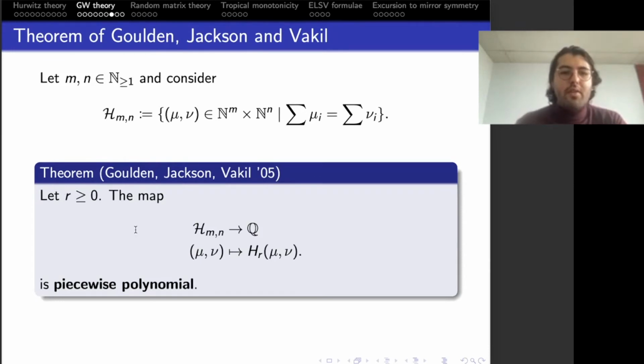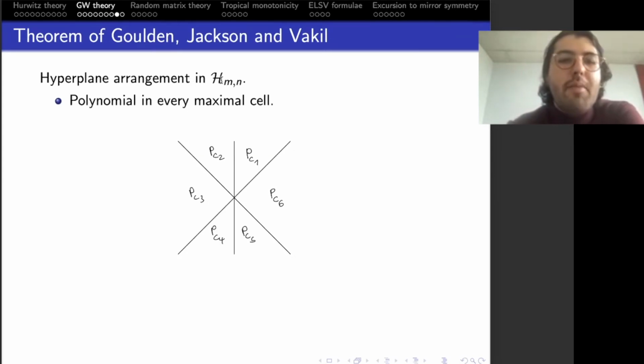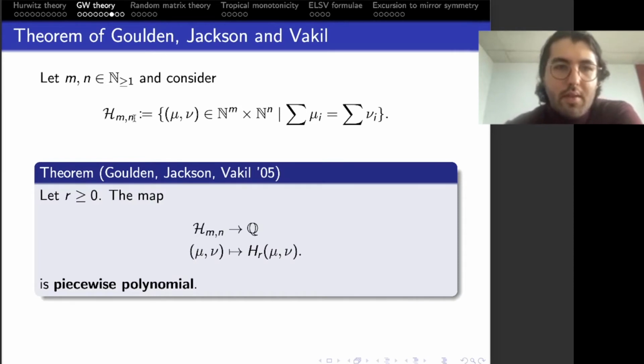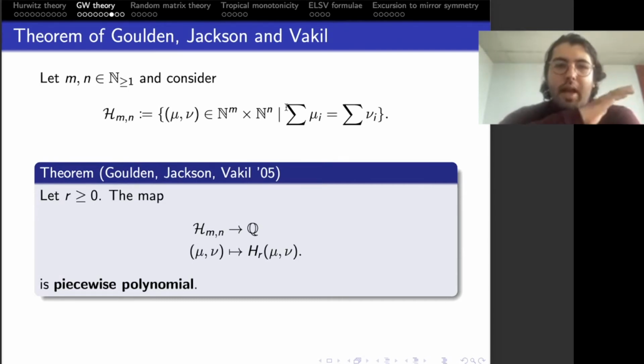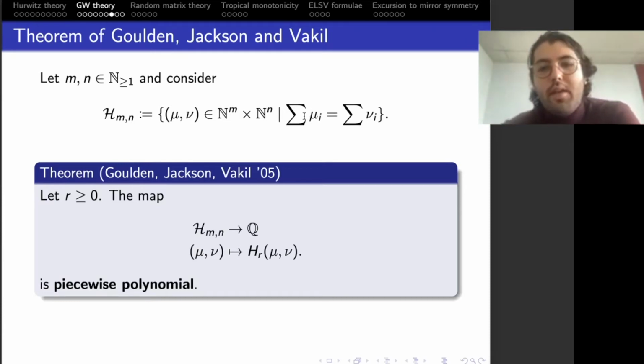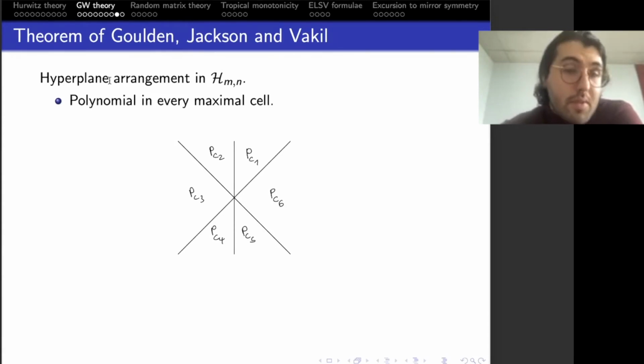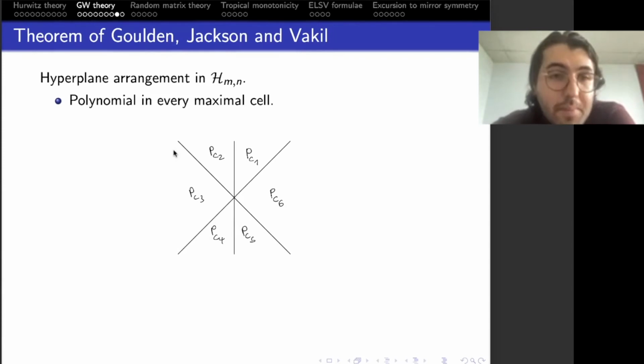Let R be a non-negative integer, and then we consider the map from H_{m,n} to the rational numbers, where we map mu and nu to the double Hurwitz number H_R of mu and nu. Goulden, Jackson, and Vakil prove that this map is piecewise polynomial. So what does this mean? What they proved is that there is a hyperplane arrangement in this set H_{m,n}. If you look at the structure of the set H_{m,n}, this is nothing else than a hyperplane in N^m cross N^n, because I live in a linear subspace essentially, right? Because I cut out the set in N^m cross N^n by a linear equation. And what they proved is that there is a hyperplane arrangement in H_{m,n}, such that this map, which takes mu and nu to the double Hurwitz number, is polynomial in each maximal cell of the complement. So let's look at this hyperplane arrangement right here.